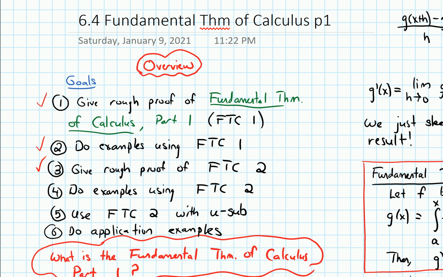In terms of our goals for this section, we have done our fourth goal. We did some examples using FTC Part 2. And we saw how much more efficient it was to find the area under a graph using antiderivatives, aka FTC Part 2, than using Riemann sums, for example. In the next video, we'll show how FTC Part 2 works with U substitution.